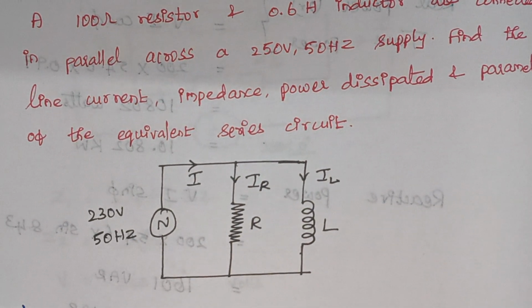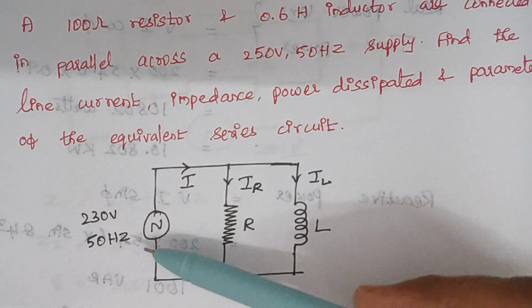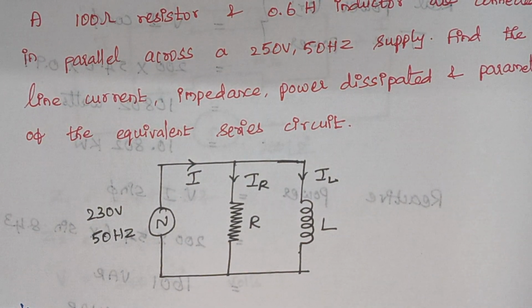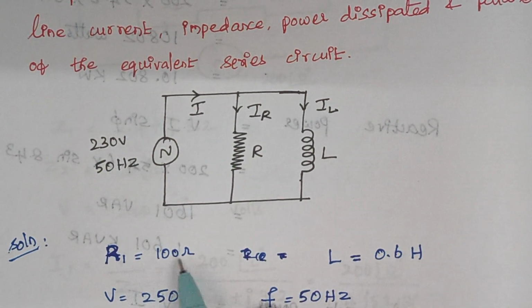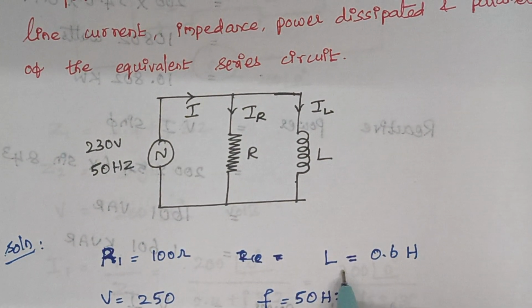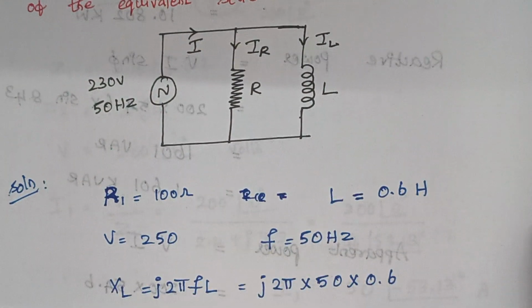So this is the diagram, right? R and L are in parallel and we have a voltage source. So here, what is the given data? The value of the resistor is 100 ohm and the value of the inductance is 0.6 Henry. Voltage and frequency are given.